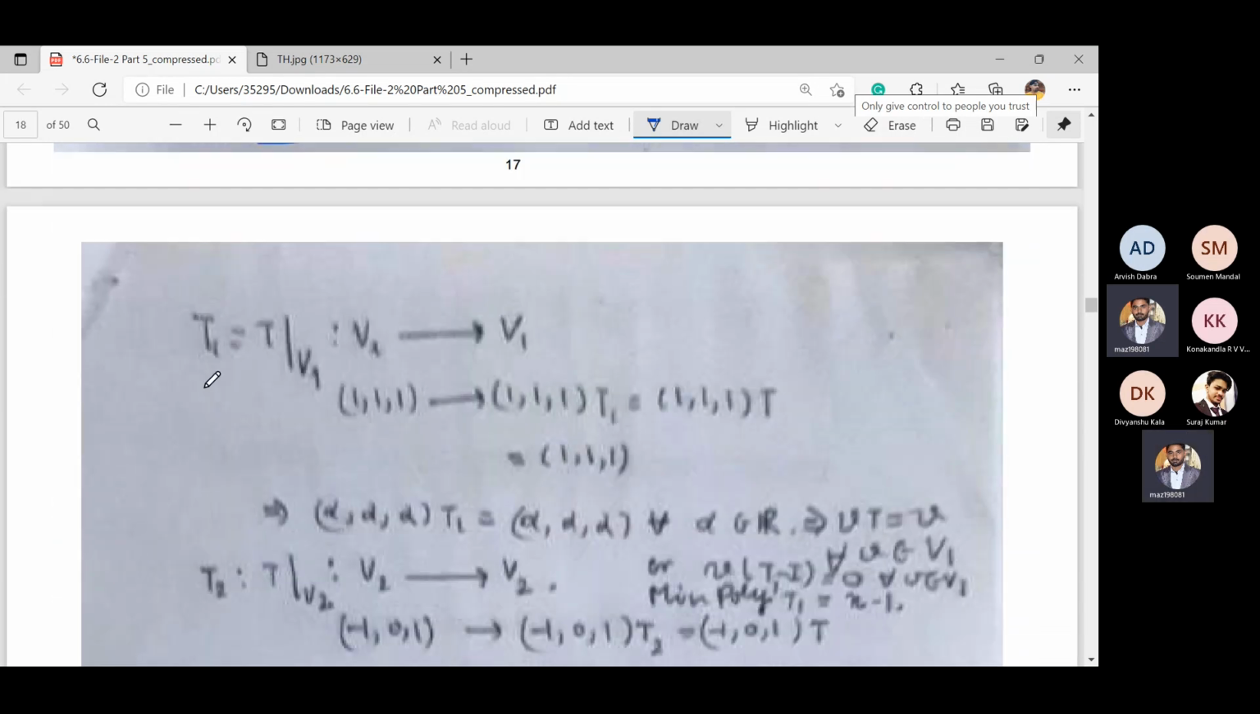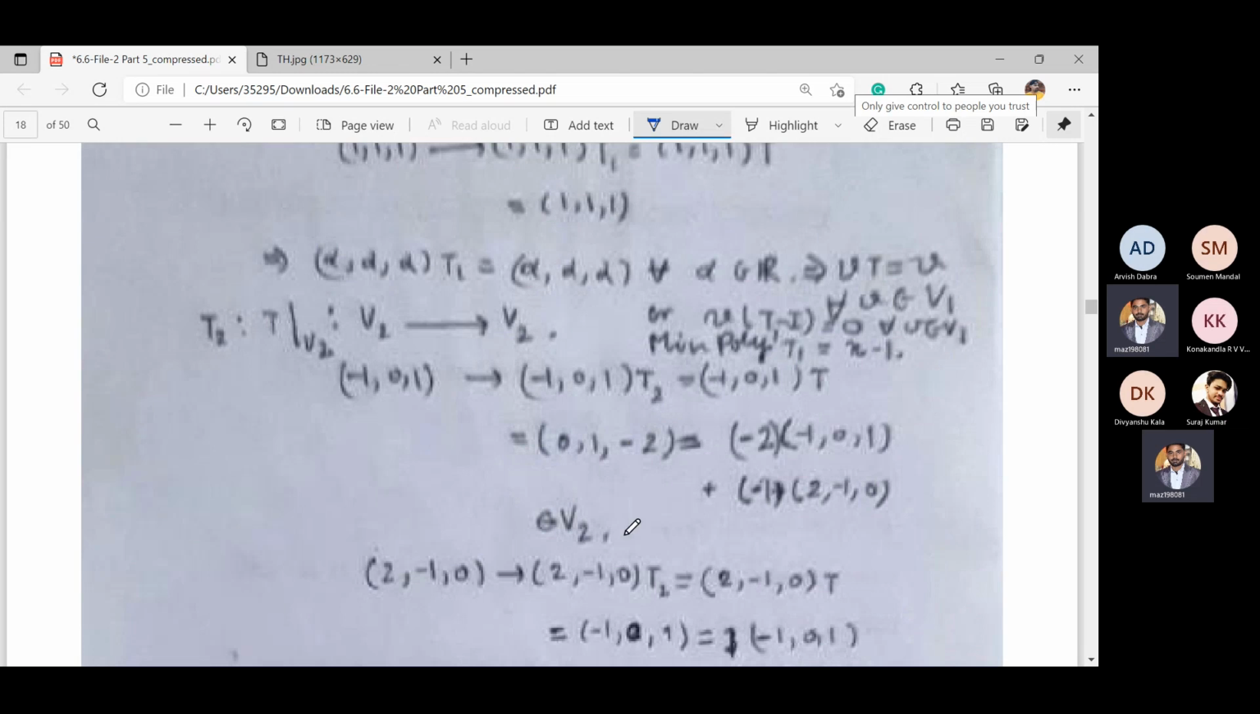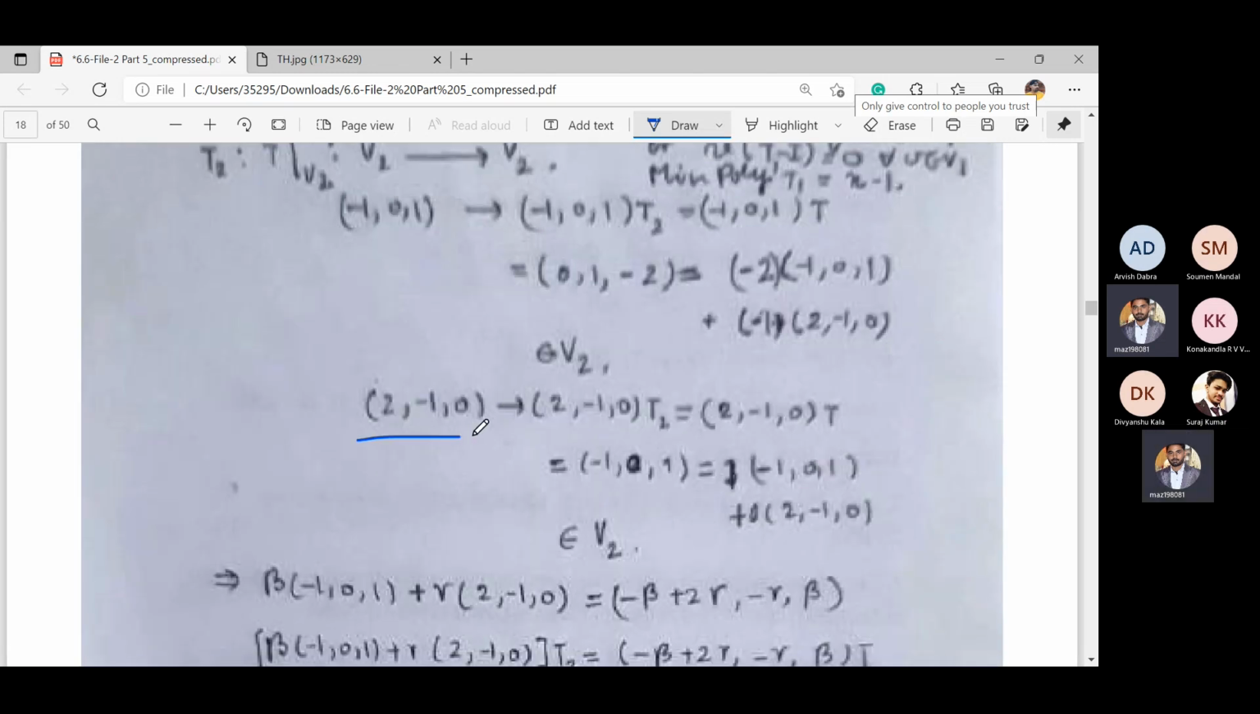Now we have to check the restriction match, that is T1 and T2 over V1 and V2. So you can find this basis. We can take this as a basis because V1 has one element and V2 has two elements as basis. So we take the ordered basis, that is the union of the bases of V1 and V2. We can take this as the basis of capital V.